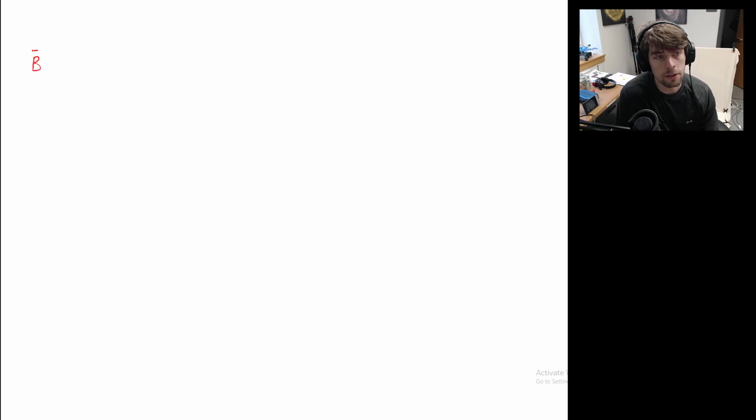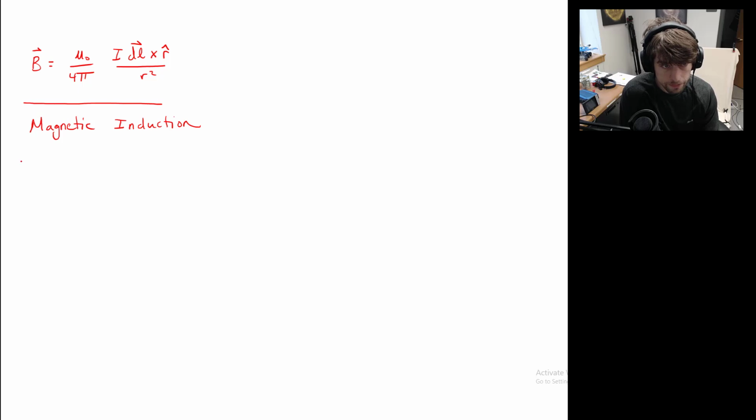So the last couple lectures, we've talked about the law of Biot-Savart, this empirical formula that relates a current to the magnetic field produced. In other words, Biot-Savart tells us that moving charges produce magnetic fields. Now we're going to start going into the flip side of that, what sometimes is referred to as magnetic induction, or if you prefer, sometimes you'll see this called Faraday's law.